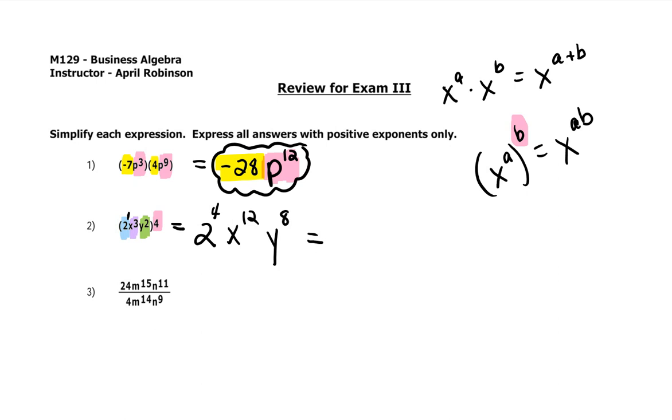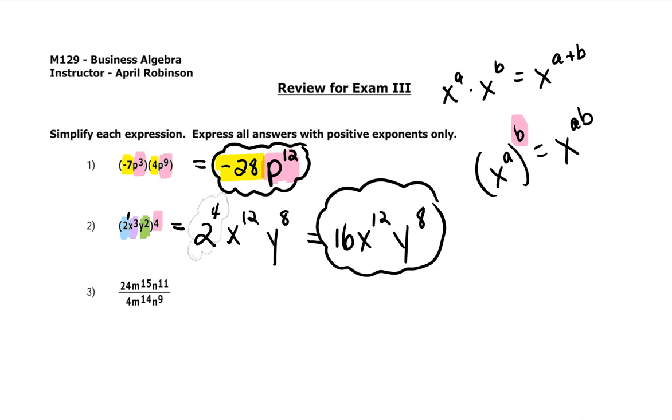But then the 2 to the 4th, this guy right here, that base is a number, so I can actually raise 2 to the 4th power. And you just do it in your head. 2 times 2 is 4, times 2 is 8, times 2 is 16. So my answer is 16, x to the 12th, y to the 8th. And that's the answer there.